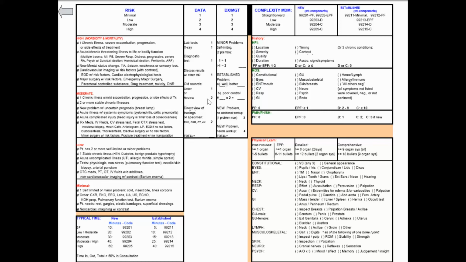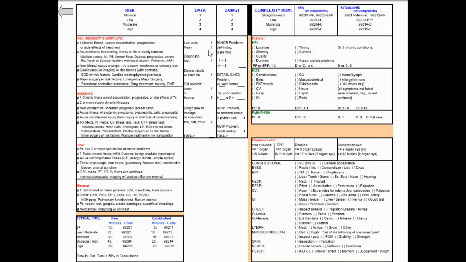Okay. Let's talk a little bit about that. First off, we said you get a point for ordering the lab tests, and we all kind of know that because we learned that from the last section, the last example case. But x-rays sometimes generate a few questions, so let's clear them up. If you order an x-ray, you get a point. If you look at the x-ray yourself and review the specimen, you get 2 points.